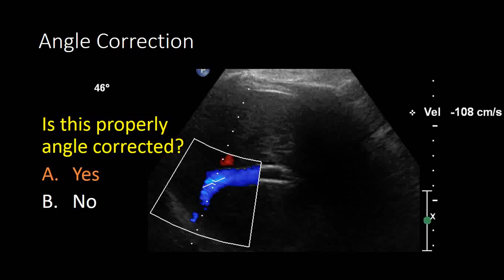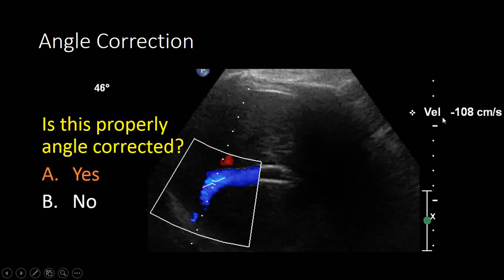So this is a difficult spot, but I think that this is properly angle corrected. We can see that the color scale is properly aligned with the range of blood flow that we're seeing within the TIPS stent. We can see at the location of our spectral gate that our angle correction is relatively well aligned with the wall of the blood vessel and with our expected direction of flow. And here we have a velocity of 108 centimeters per second.